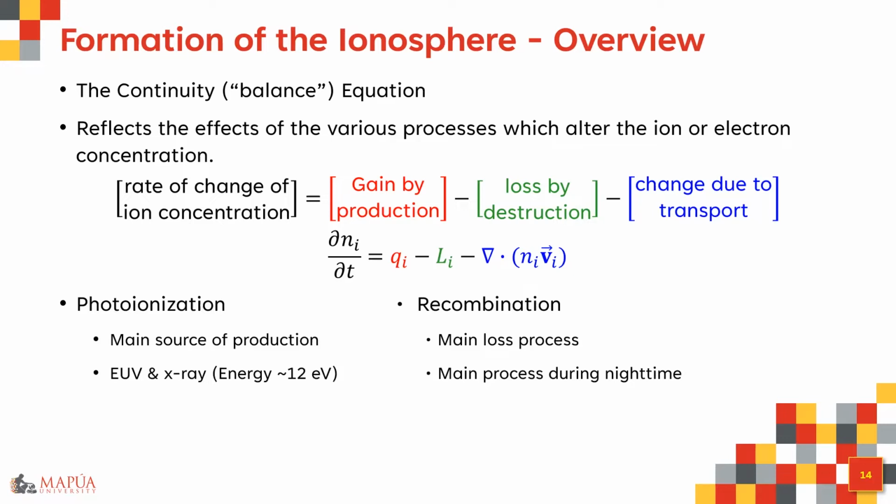This process is dominant during nighttime, of course, because during nighttime the source of your ionization, which is the sun, is not present in that specific locality. But photoionization is the main source of production, and the ionization, of course, happens during daytime. So the ion concentration present in the ionosphere has a diurnal variation. Of course, the day side will have more ionization than the night side.